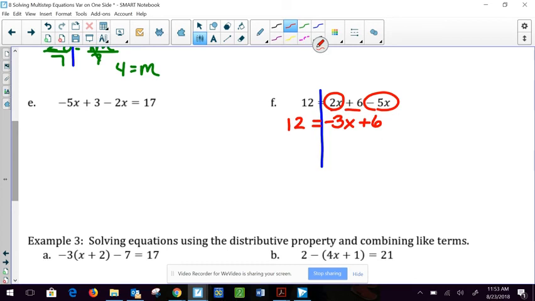Now, how do I move that plus 6 over? Right, I need to subtract 6 from both sides. So 6 is equal to negative 3x. Final step, what is that again? You got it. Divide both sides by negative 3, and that gives me negative 2 is equal to x.